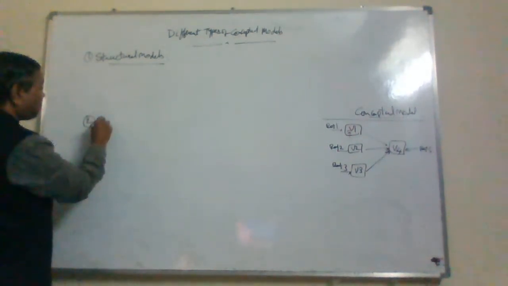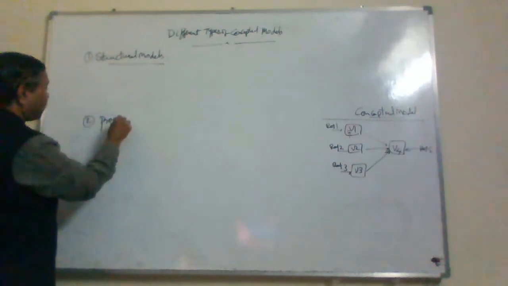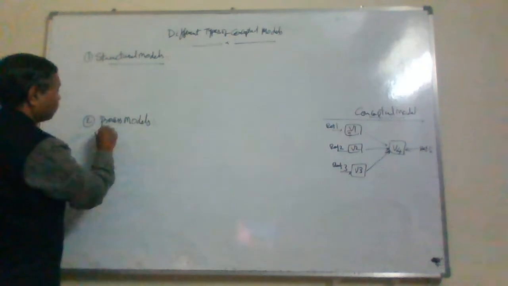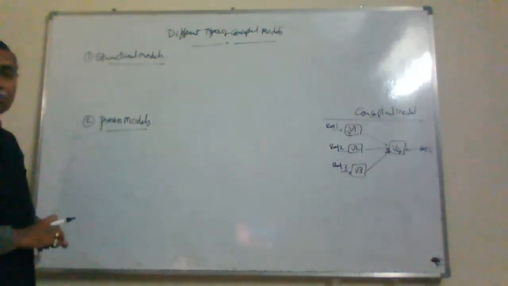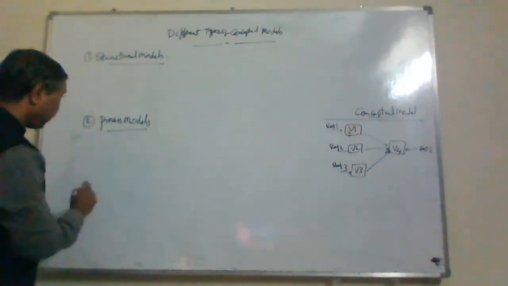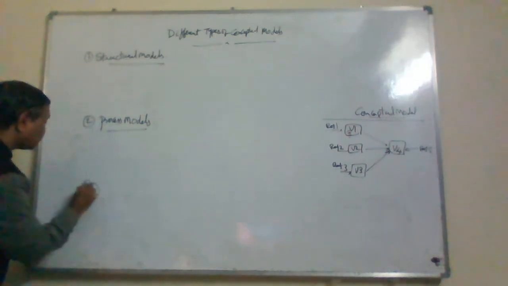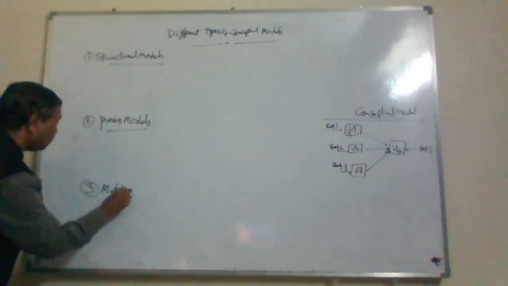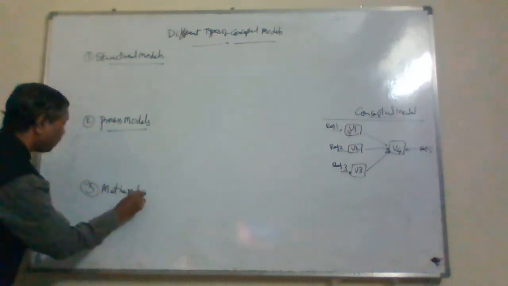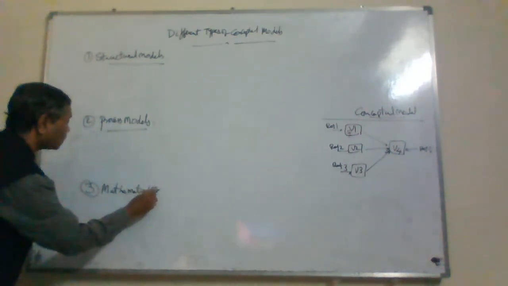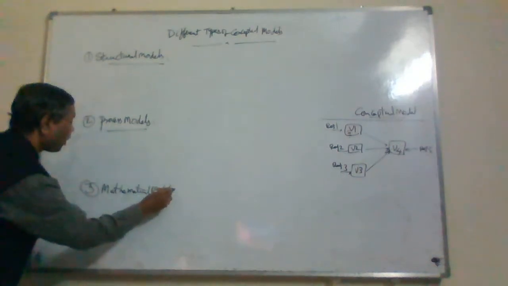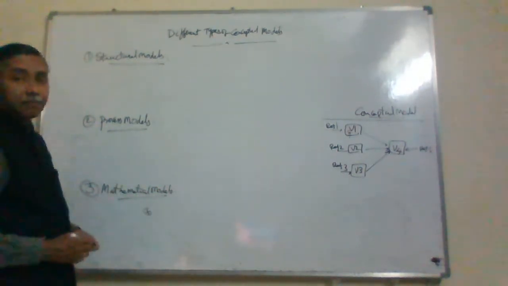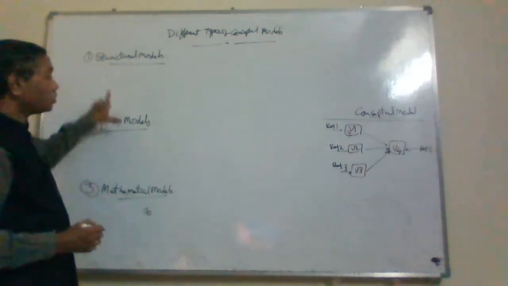The second type of conceptual model is the process model. And the third type is the mathematical model. To be frank with you, I have never used mathematical models in my research papers. But I used these two extensively.